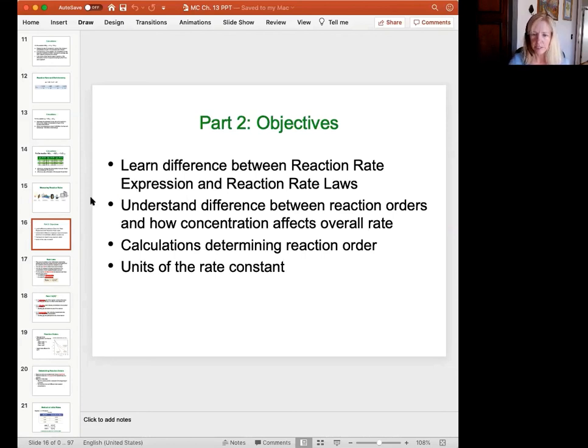And in our Zoom meeting, we're going to do a lot of calculations determining reaction order. So how do you determine it? And then we're also going to just note what those units of the rate constant are. So that's what we're going to do today.